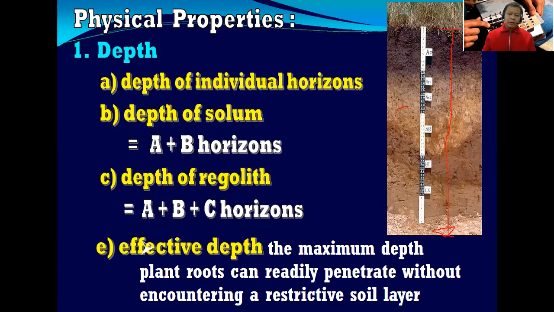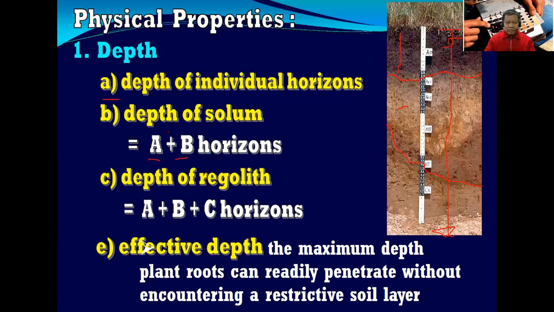Then there is the depth of the individual horizon. Shall we say the A horizon, there are some thick horizons and there are some thin horizons depending on the level of weathering process. Kasama sa depth, ito ang depth of the solum. When we say solum, we are referring to the E and B horizons. So this is the A and this is the B horizon. So the solum represents the E and B horizon.